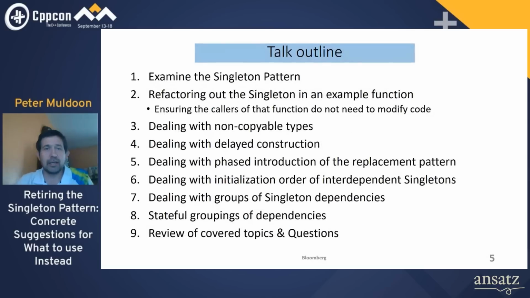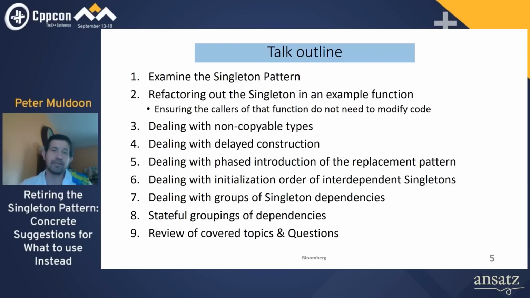So the talk outline, I'm going to go over this very briefly because I have a lot to get through. We're going to take a look at the singleton pattern just to refresh our memories of what it is, or for those who haven't seen it before to get an idea of what we're talking about. And then we're going to take an example function. This example function is very close to my first attempt at getting rid of a singleton. And we're going to do it in a way that the users of your function do not need to modify their code, at least not right away.